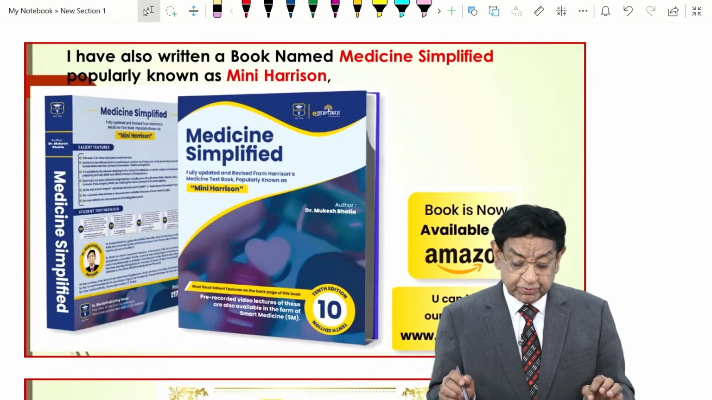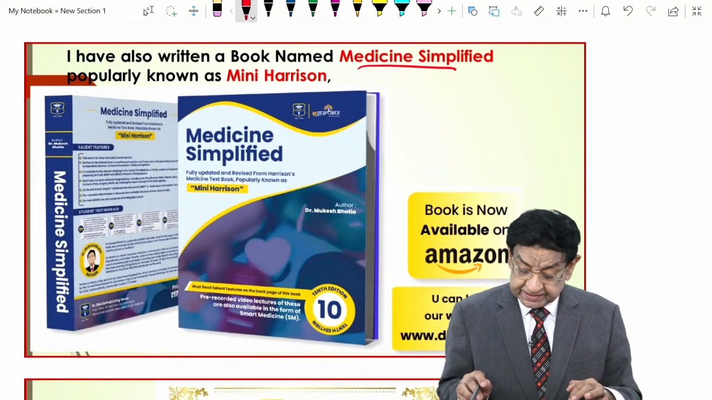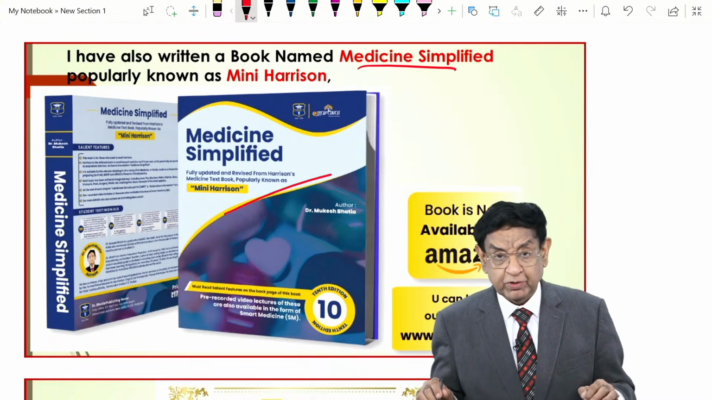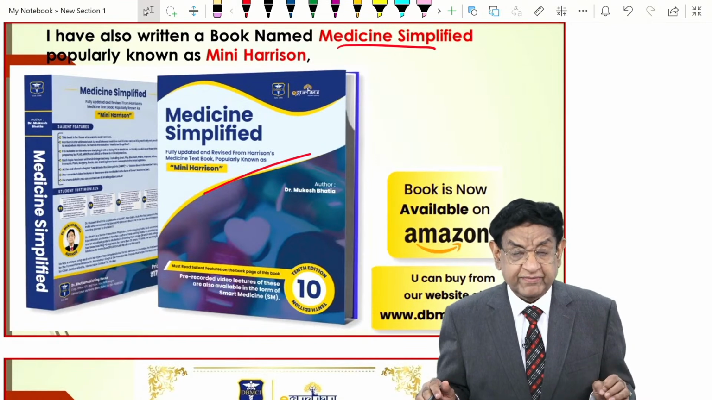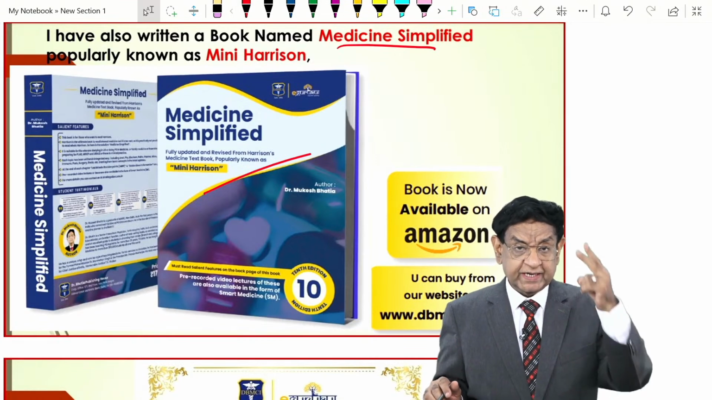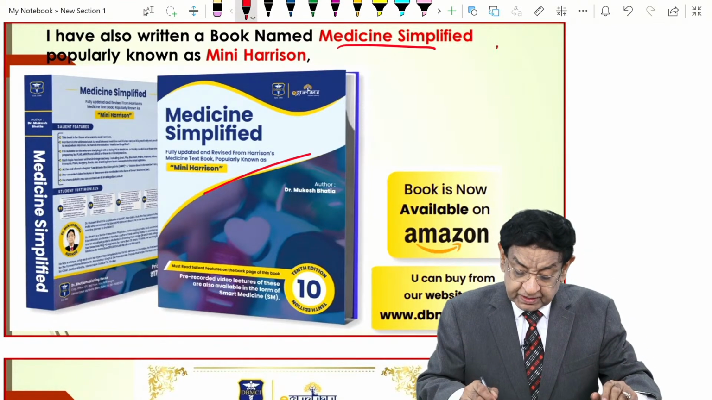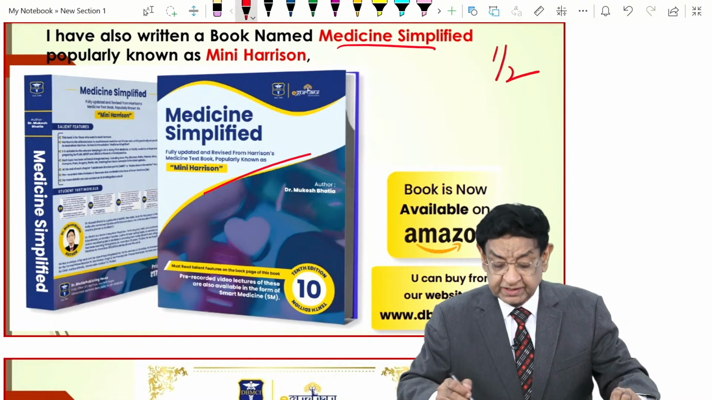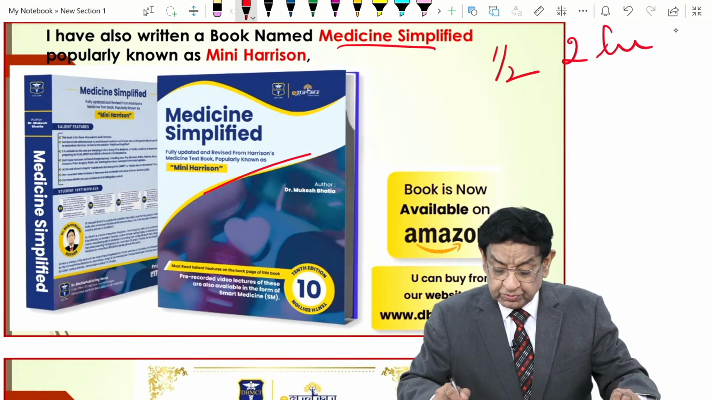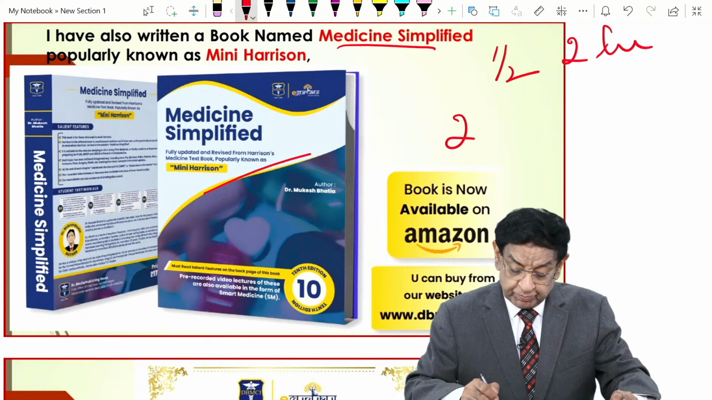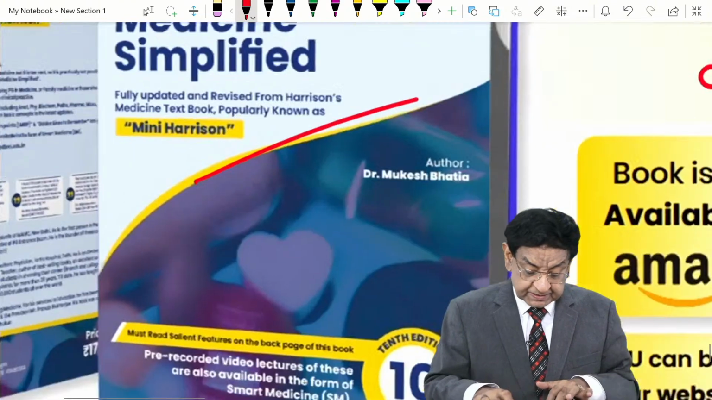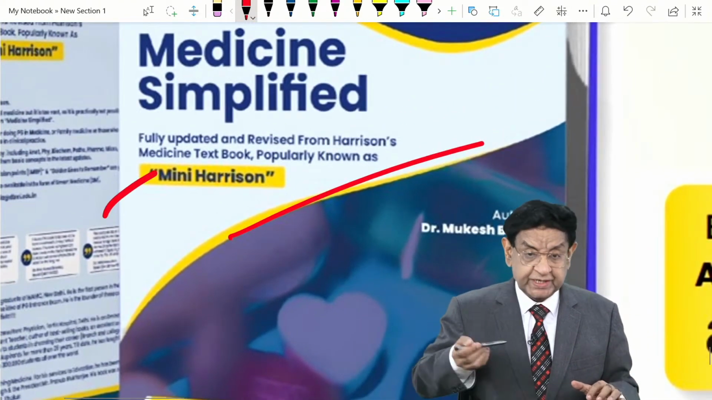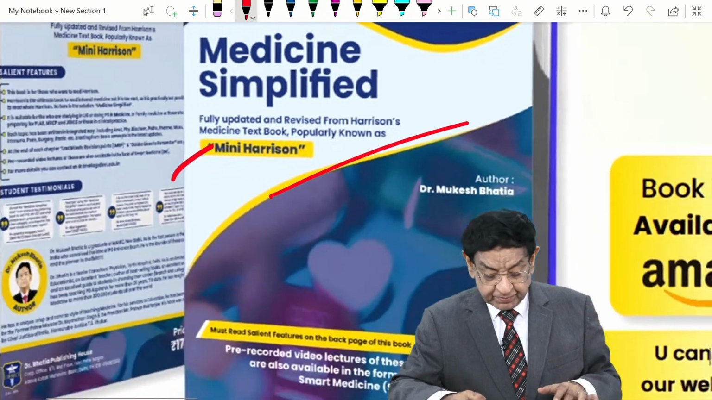I've also written the book Medicine Simplified. It is a mini Harrison, the ultimate book. Harrison is the ultimate book of medicine, but it is a very vast book. It takes half an hour to read one page of Harrison. You need 2 hours to understand what is written, but you need only 2 minutes to forget what is written in Harrison. So I have come with a mini Harrison. You read this much, you don't need to read any other book.